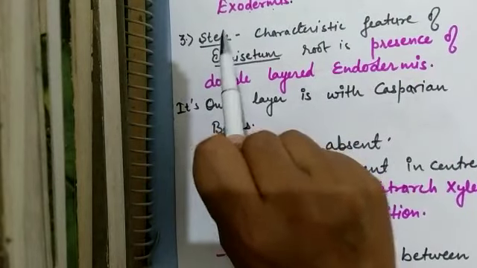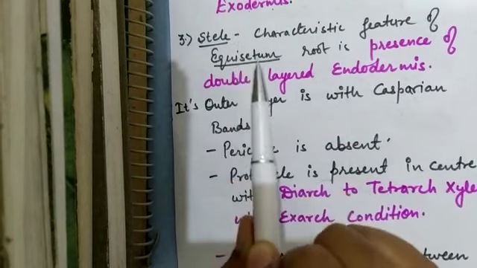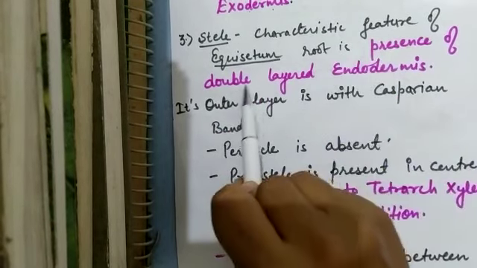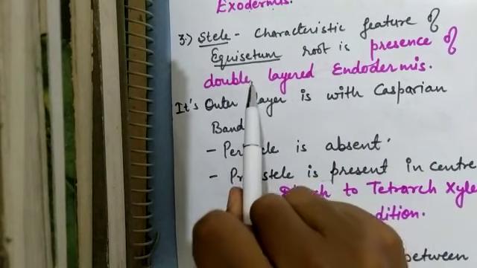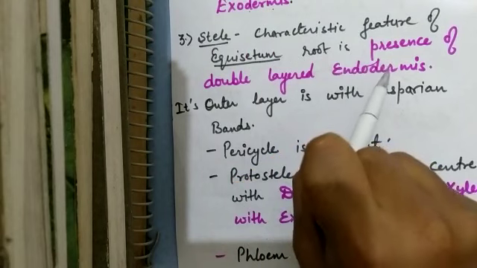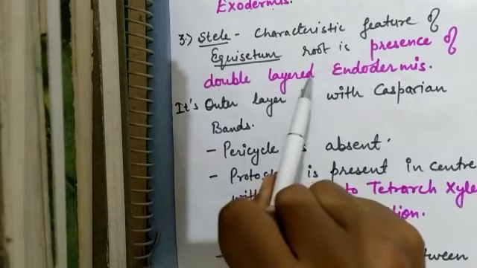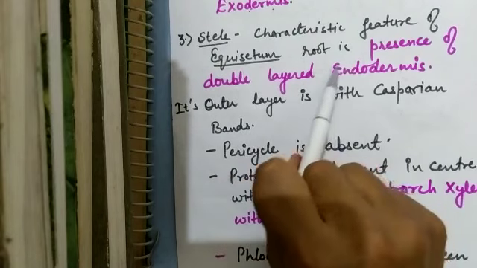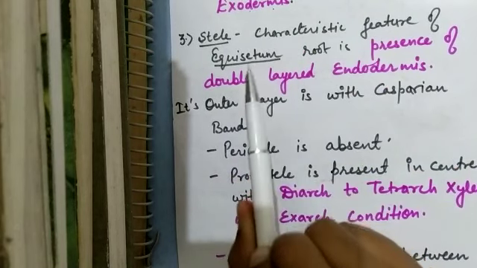Now in the stele region, a characteristic feature of Equisetum root is the presence of a double layered endodermis. Among all the pteridophytes, Equisetum has a double layered endodermis. Otherwise, there is a single layered endodermis in all the pteridophytes. So the double layered endodermis is a characteristic feature of Equisetum root. It is a 1 mark question.